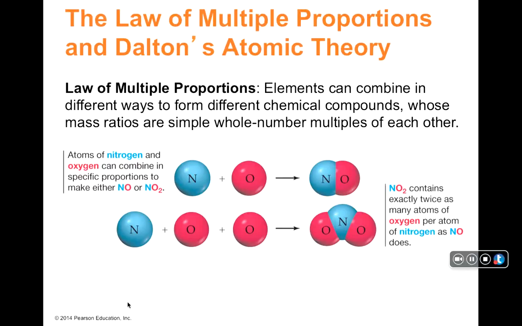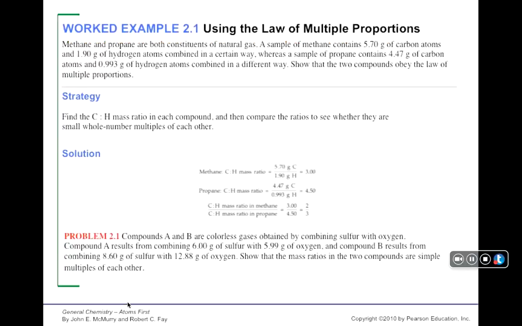The law of multiple proportions tells us that we can take nitrogen and oxygen and combine them in different ways. And when we do that, we form different compounds. So they're related but not the same. This is an example that uses the law of multiple proportions. We didn't go through this in class, so I will talk through this a little bit.